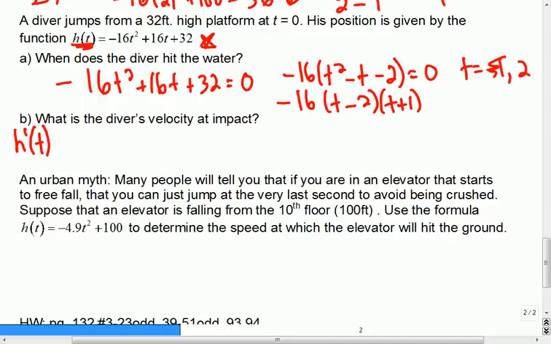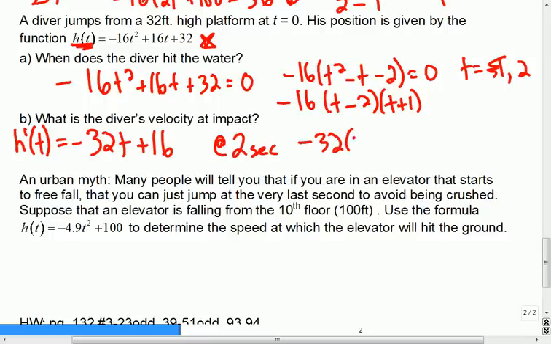So this is the instantaneous rate of change in the height. Change in height over change in time, that's a speed. So this will be negative 32t plus 16. The time that I'm interested in is the 2 second time. So at 2 seconds, negative 32 times 2 plus 16, which is negative 48 feet per second.